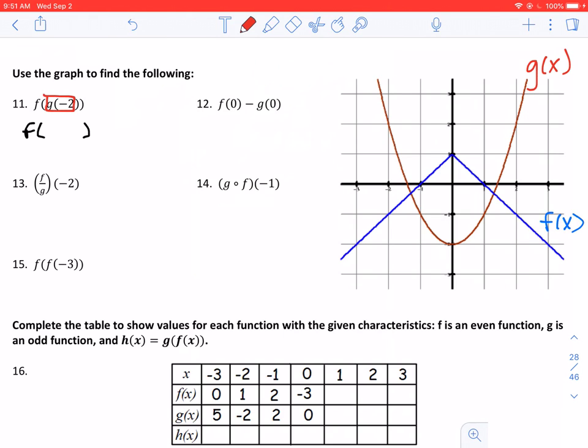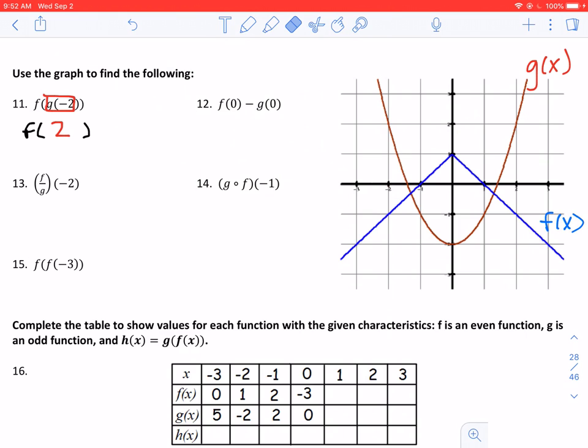This thing here. How do you find g of negative 2? Well, with a graph, this is saying when x is negative 2, y is what? So when x is negative 2, it looks like y is 2. So g of negative 2 is 2. When x is negative 2, y is 2. Okay, on the g function.